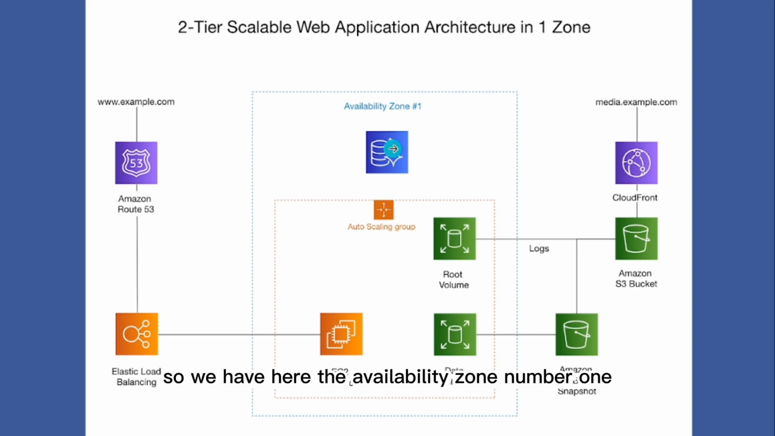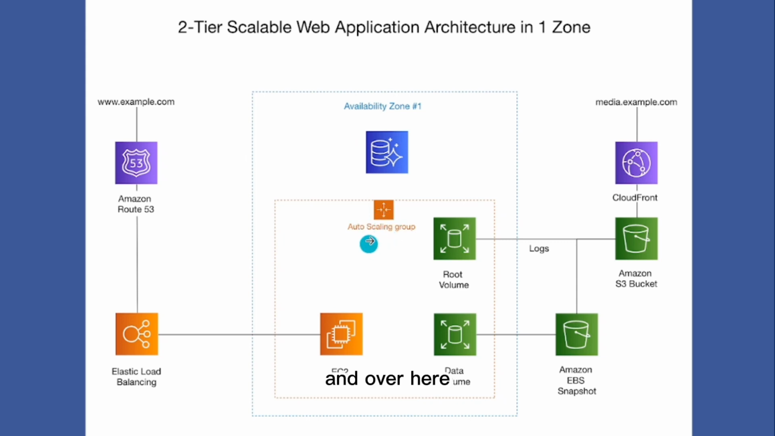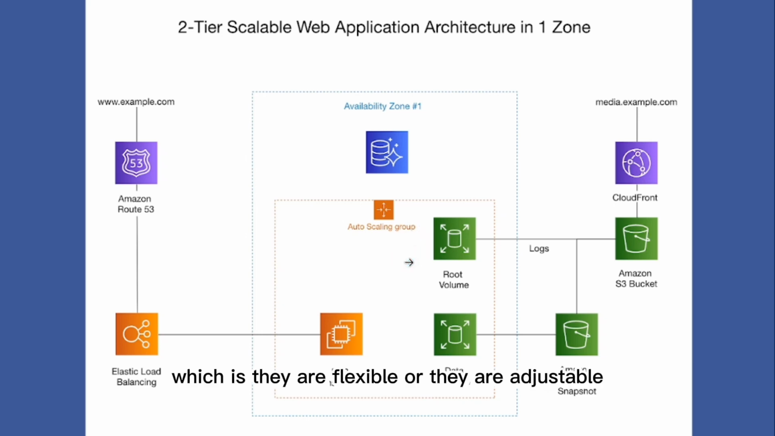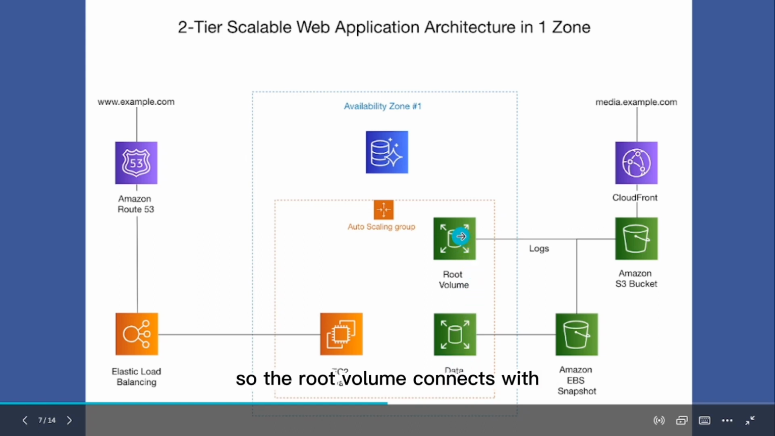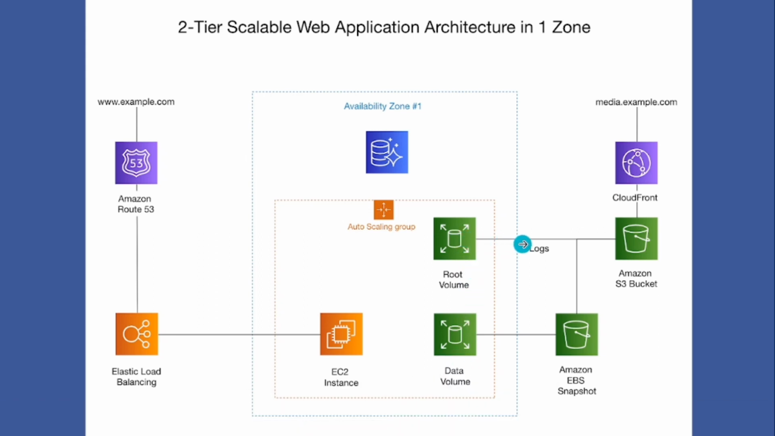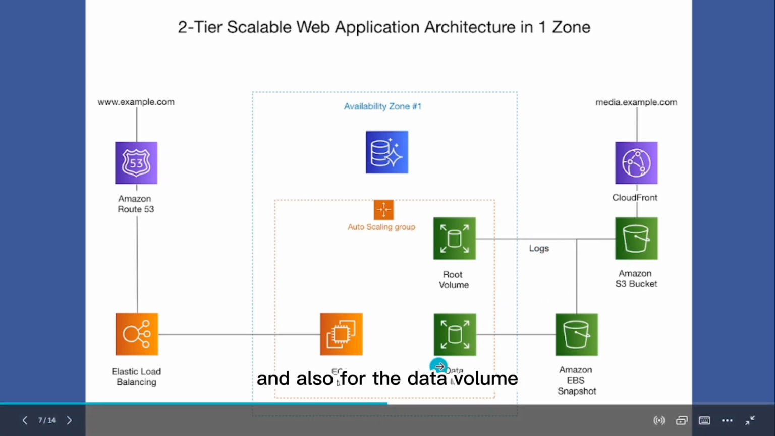We have here availability zone number 1, which holds a database, and inside the box is the auto scaling group, which is flexible or adjustable. We have the root volume and the data volume. The root volume logs to the Amazon S3 bucket, and the data volume connects to the Amazon EBS snapshot up to the Amazon S3 bucket.